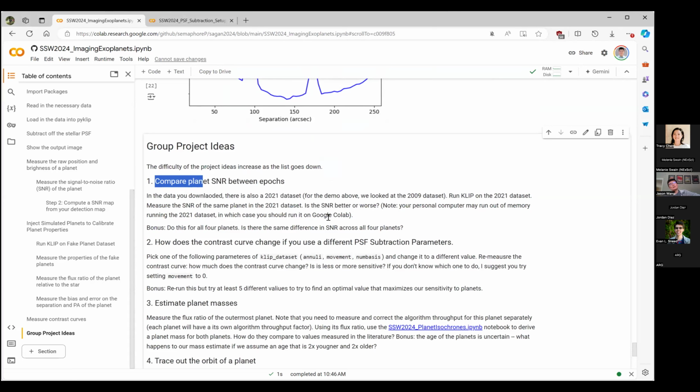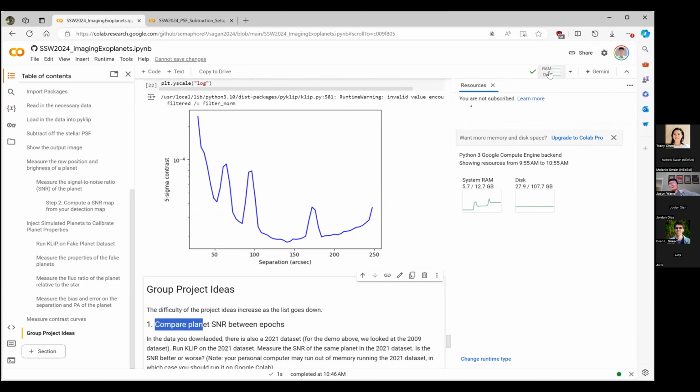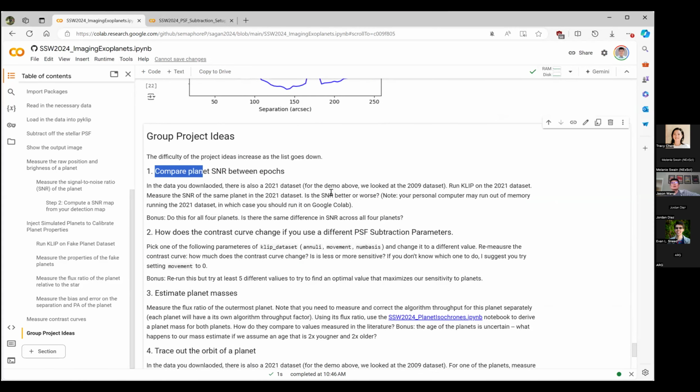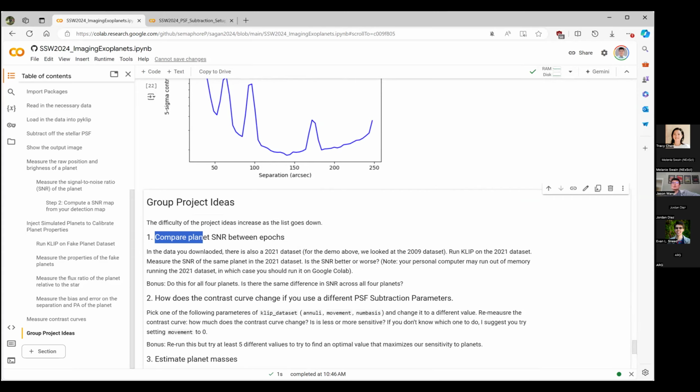The 2021 data set is a bit larger, so if you don't run out of memory here, you can see we're already taking about 5 gigabytes. There's a chance you'll run out of memory on the larger data set. But this is pretty straightforward. There's not too much you have to change. There's only 2 things, right?